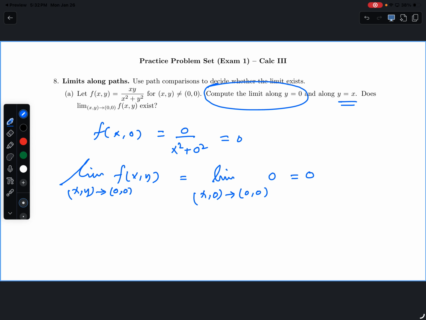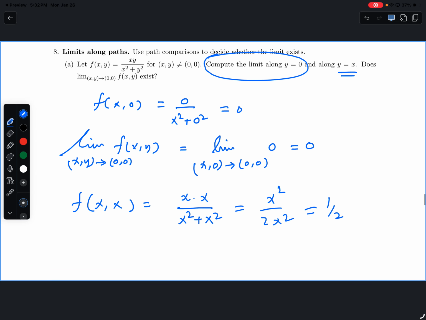And how about this thing? You see what happens if you substitute y is equal to x. So this is x times x, x square divided by 2x square, which is 1/2. Now if you do the same business, the limit will be equal to 1/2. So the limit along this line is 0 and the limit along this line is 1/2.